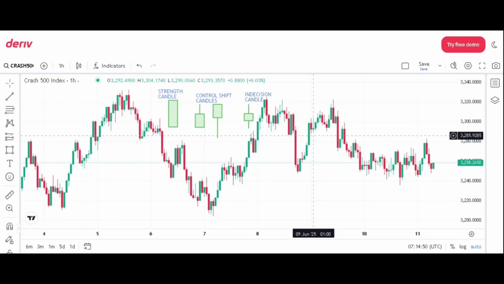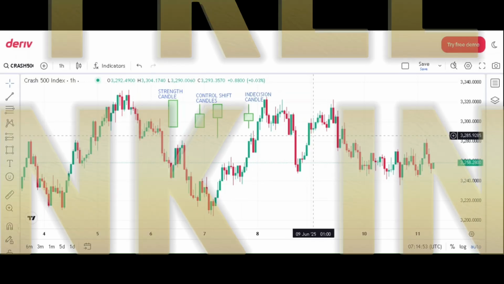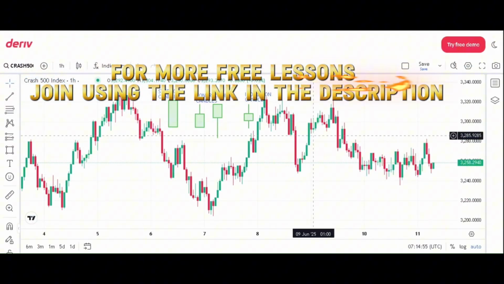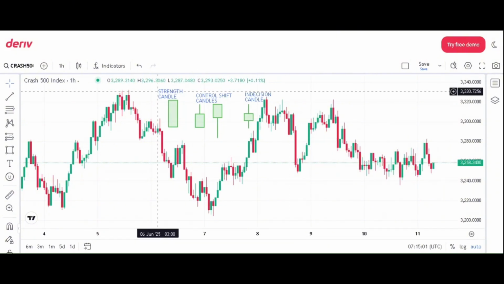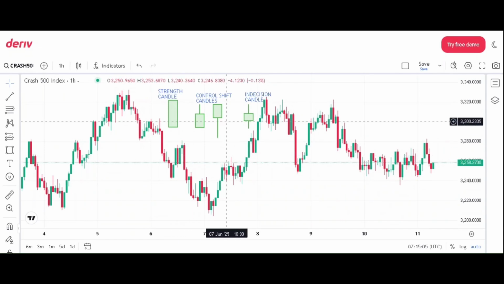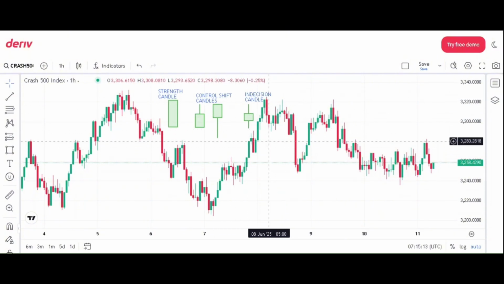In this video, I'm going to explain more about the types of candlesticks that you usually see when you are trading. We have three main candlesticks. As you can see, we have this one, which is known as the strength candle. Then we also have these types of candlesticks. These are known as the control shift candlesticks. Then we also have this last one, which is known as the indecision candlestick or the doji candlestick.